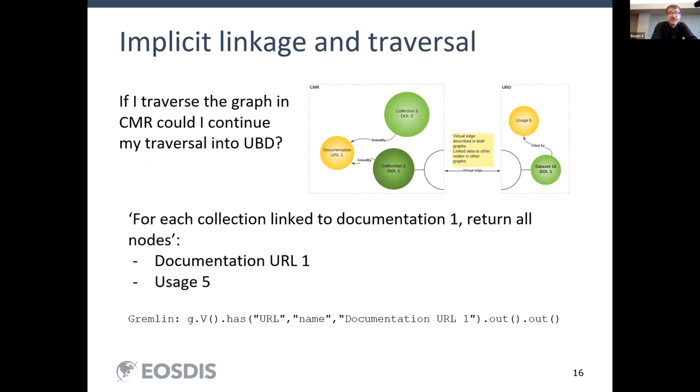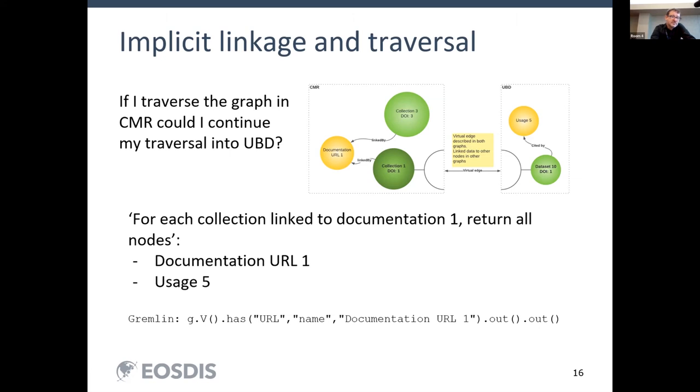But if we could do such a thing, a possible implementation idea for implicit linkage and traversal would be something like this, where we would have linked data and virtual edges. So in CMR, we would have this collection one, DOI one, and its counterpart in the UBD, dataset 10, DOI one. So they're the same thing. So we would have what I'm referring to as a virtual edge described in both graphs, where that virtual edge is basically saying, at this location in the UBD, there's a collection that's exactly the same as this collection. And that's how you would do the linkage.